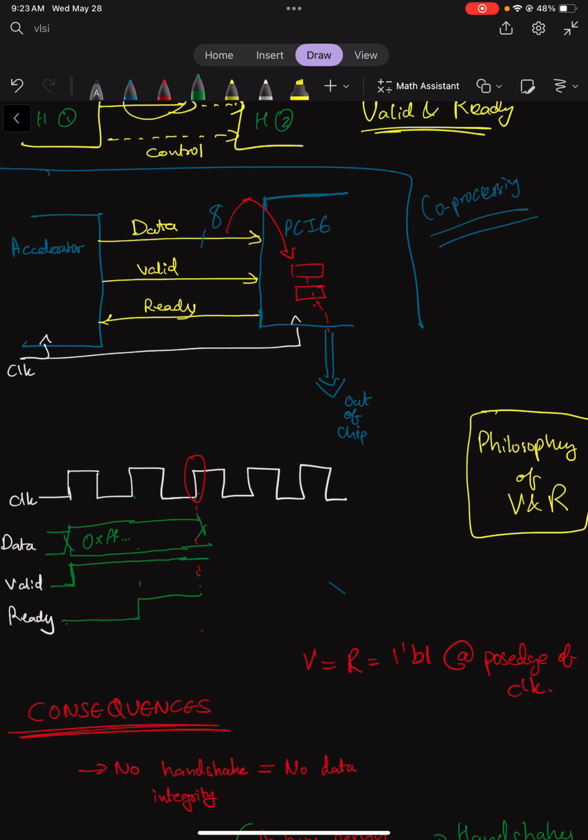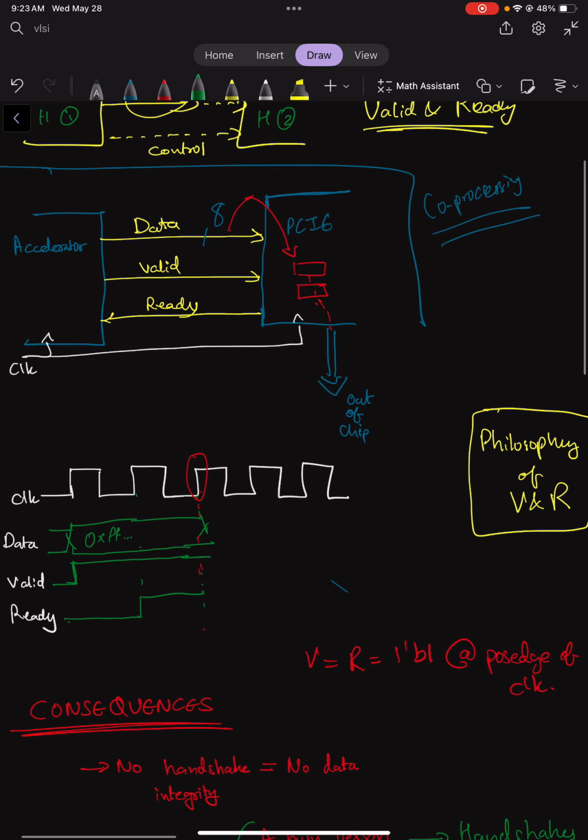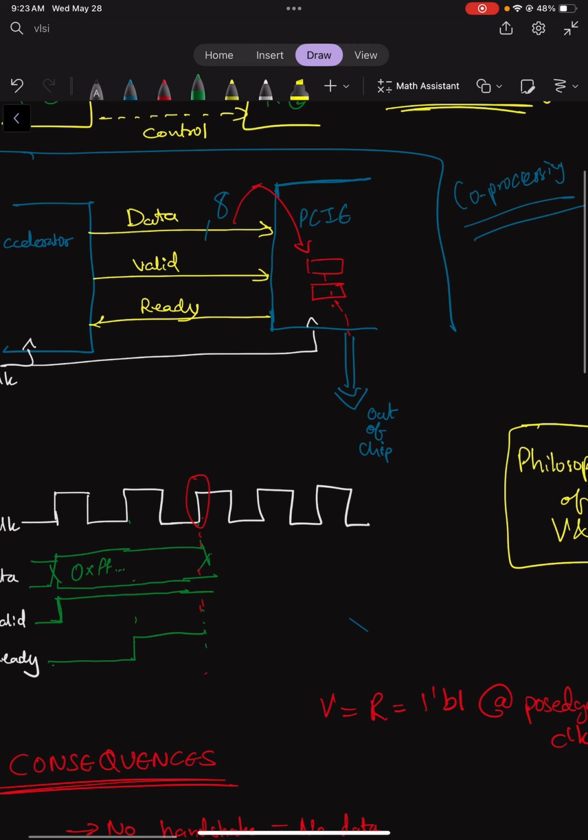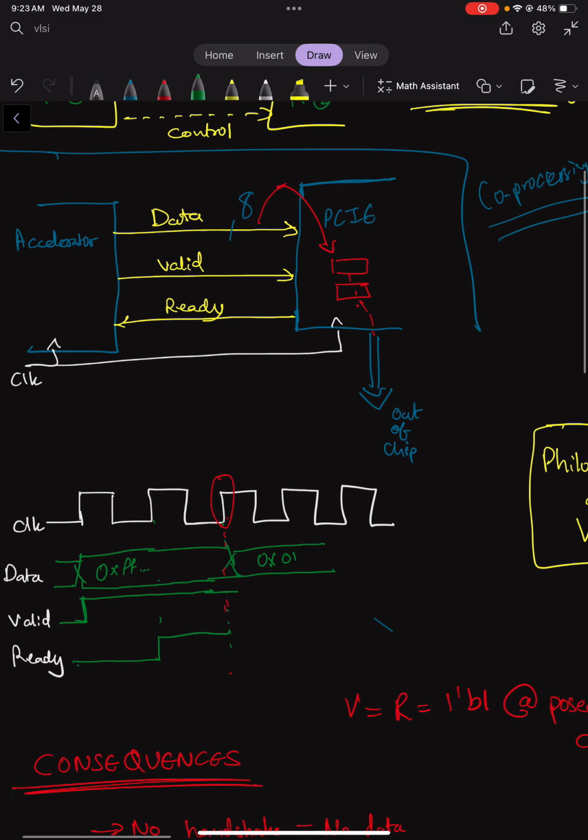So when the accelerator sees that both valid and ready are high in this clock edge, the accelerator is free to now produce another data on the bus. That's how the accelerator knows that it can move forward, because the data has been reliably sampled at this clock edge where both valid and ready were 1.